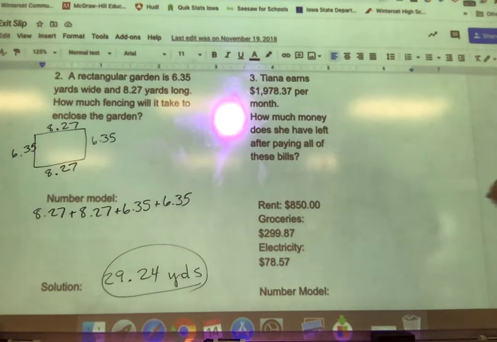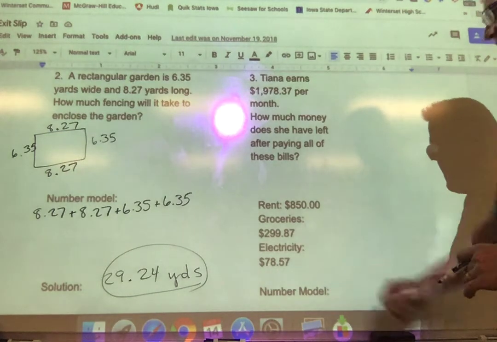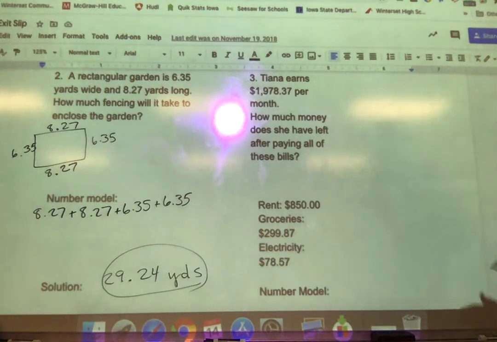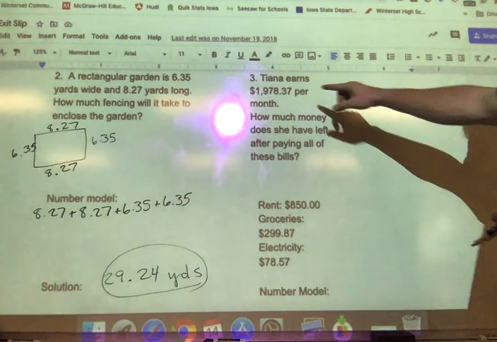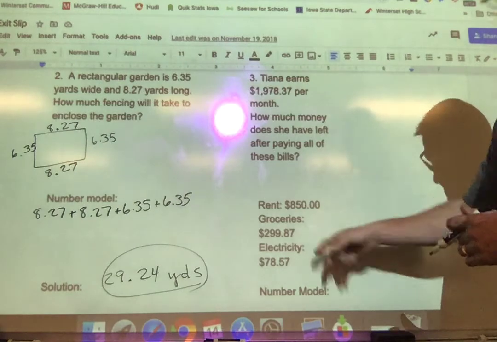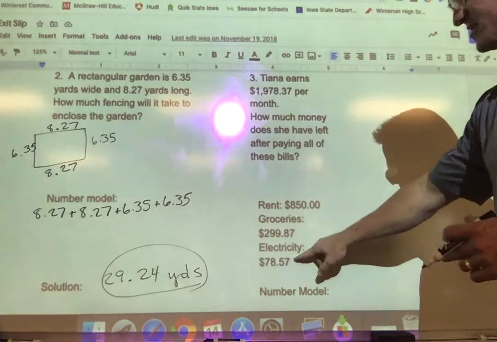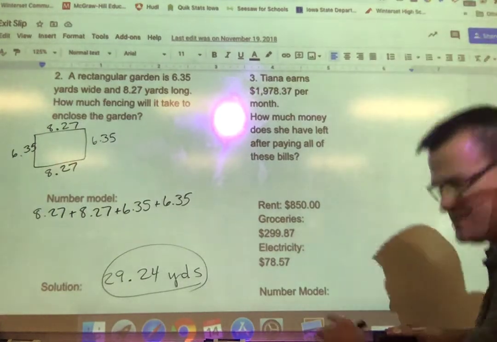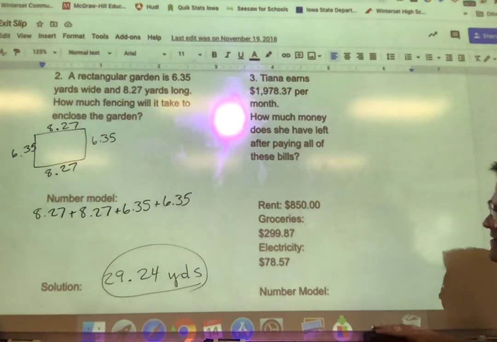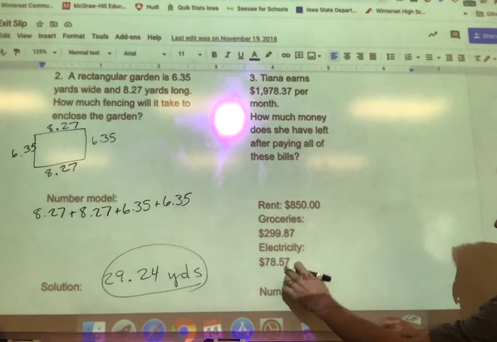All right, so we need a number model of how I can attack and solve this. There's different ways to be thinking about this. If this is your total money, you could subtract one thing at a time and just keep subtracting. I'm probably going to add up all the bills first. So my number model will look like this, and you guys can put it down here, but I'm going to write it up in here. Let's figure out her total bills and how much she has.